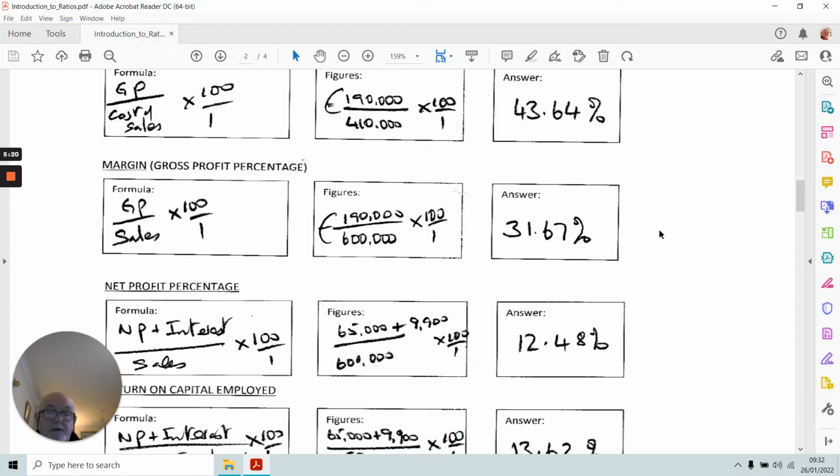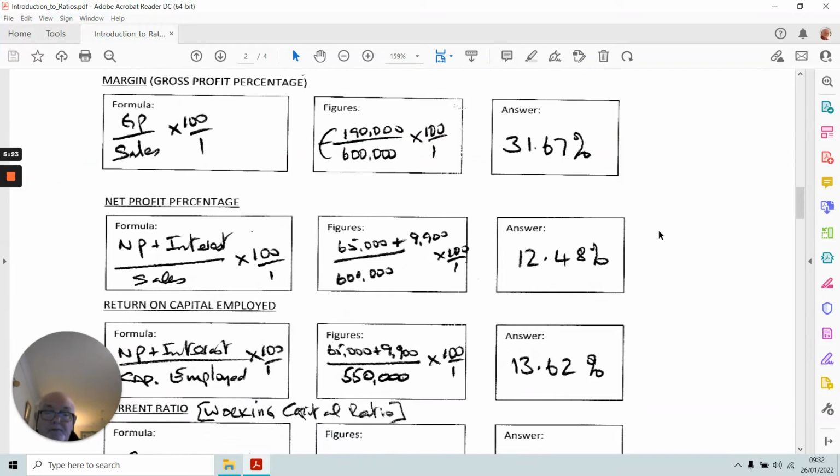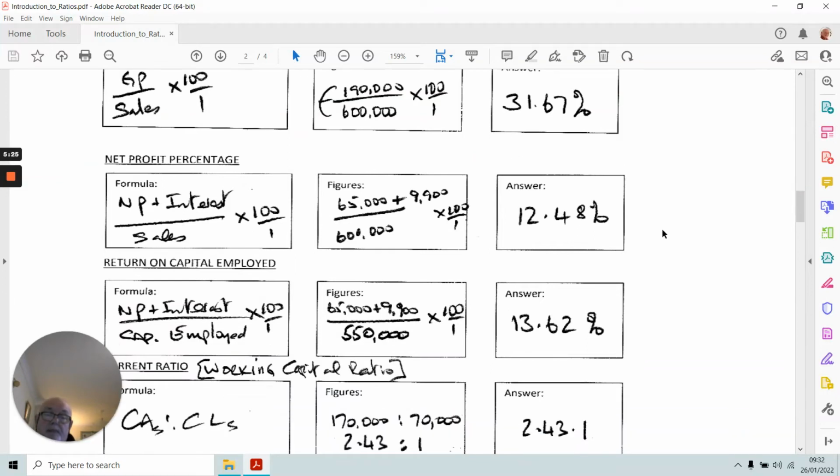A better measure of profitability, of course, would be net profit percentage. Gross profit percentage is fine, but how much of that gross profit still remains after dealing with our expenses of running the business? So our net profit percentage, and it's always net profit with the interest added back, the net profit before interest and tax. So net profit plus interest over sales.